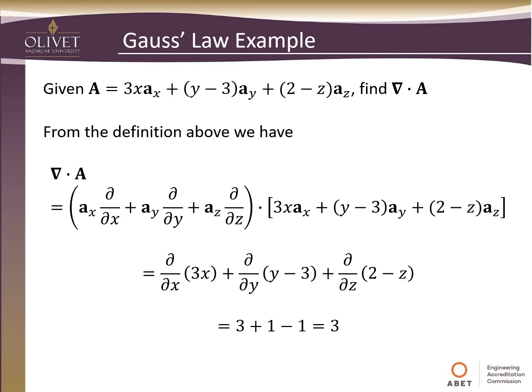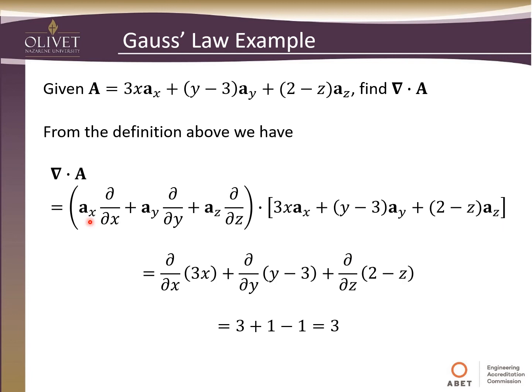So let's look at a couple examples of how this works. In this example, we're given some arbitrary vector A, which is just 3x in the x direction and y minus 3 in the y direction, 2 minus z in the z direction. And so we're asked to find the divergence of A, or del dot A. So by definition, we have our del operator and we dot that with our original vector.